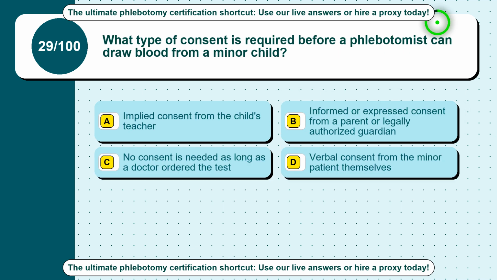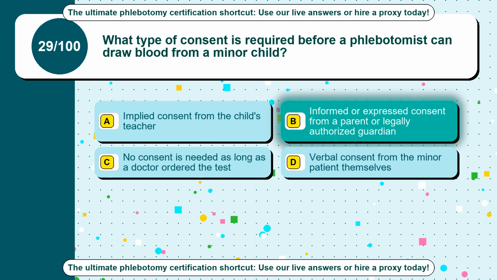Question 29. What type of consent is required before a phlebotomist can draw blood from a minor child? Option A, implied consent from the child's teacher. Option B, informed or expressed consent from a parent or legally authorized guardian. Option C, no consent is needed as long as a doctor ordered the test. Option D, verbal consent from the minor patient themselves.